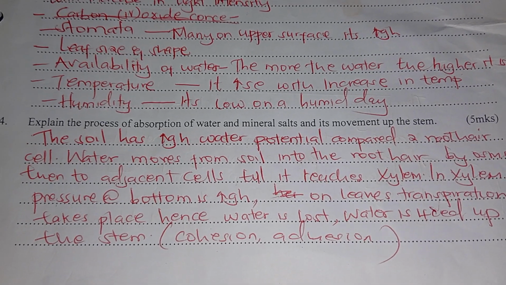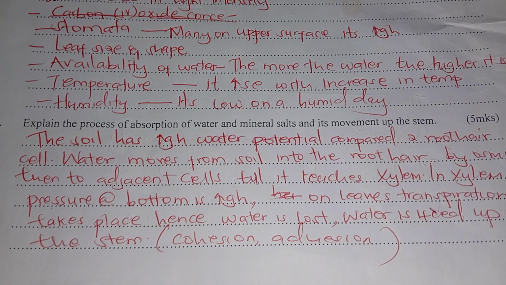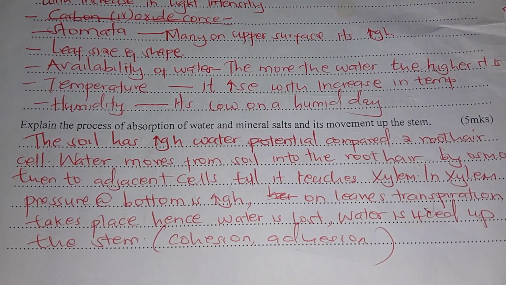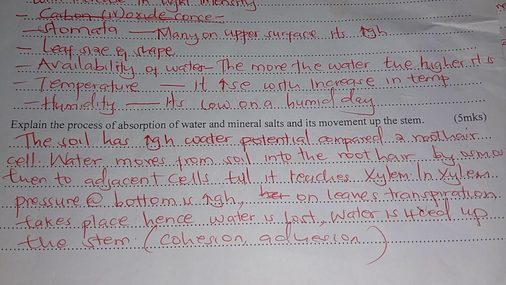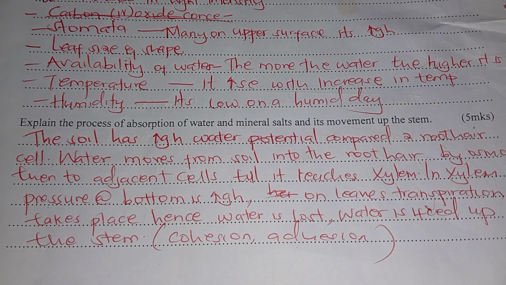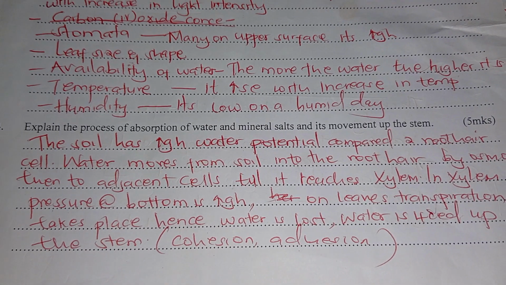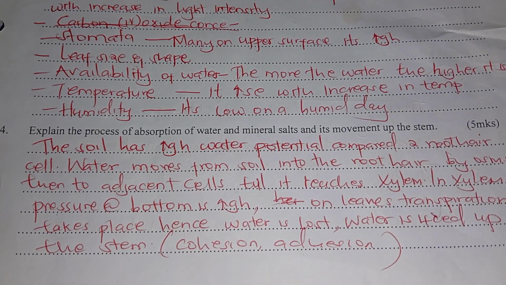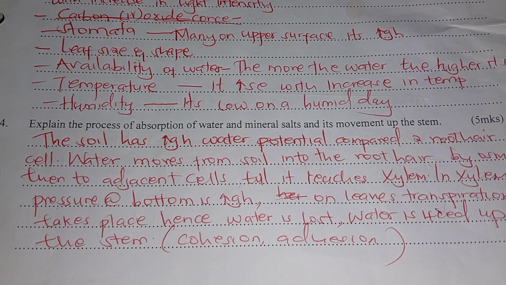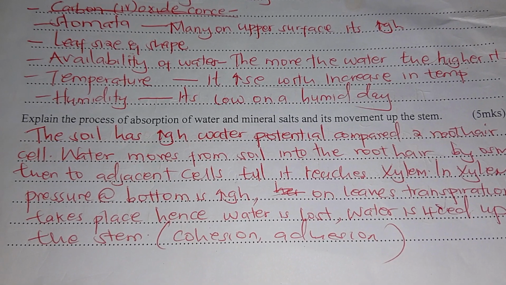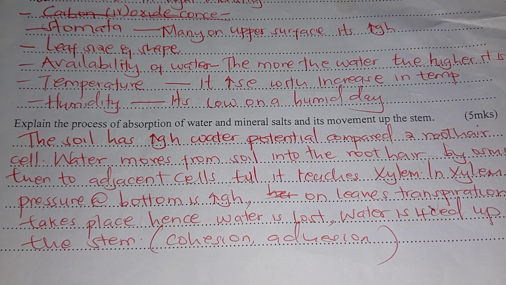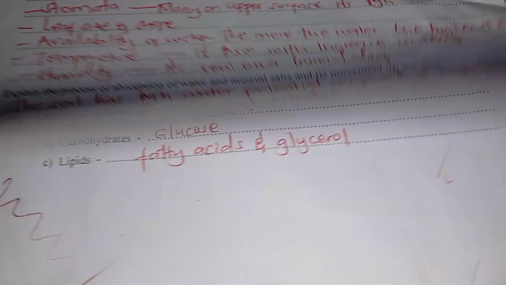The pressure at the top of the xylem vessel is reduced, while the pressure at the bottom of the xylem vessels is high. Therefore, water is forced up the stem through the pressure, and then there is cohesion, which is attraction of water molecules to one another, and adhesion, attraction of water molecules to the walls of the xylem vessels. Therefore, water flows up in a continuous stream.